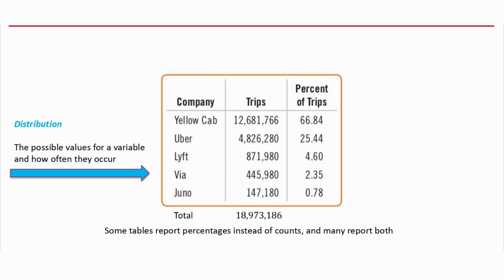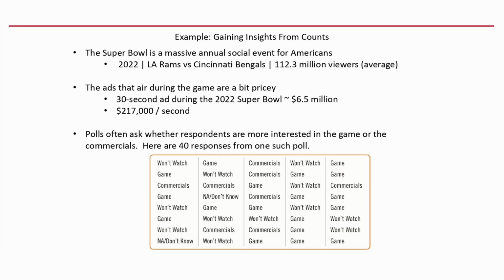To show you how a frequency table can be a very effective tool, I want you to think about the Super Bowl. In 2022, the Rams took on the Cincinnati Bengals, and they had over 100 million viewers. The Super Bowl is by far the largest sporting event in the country. It's one of the largest in the world, next to the World Cup.